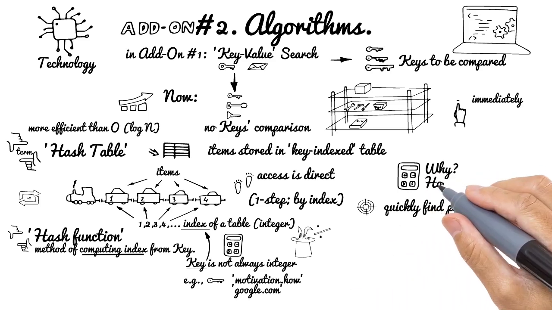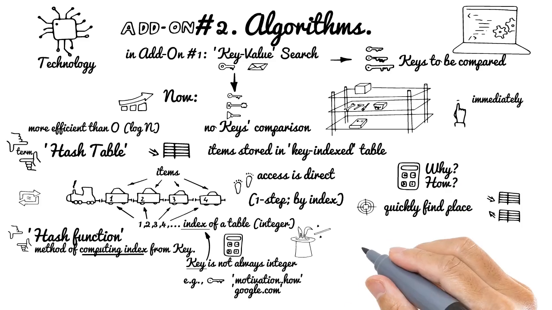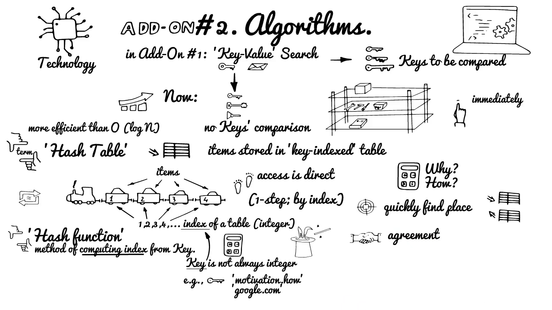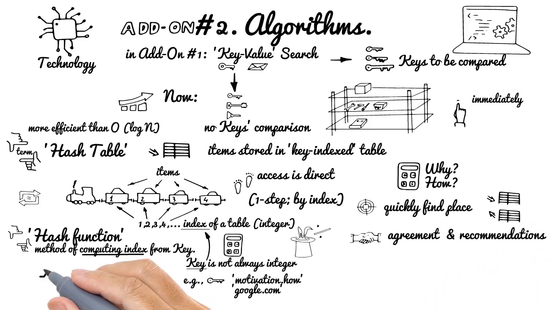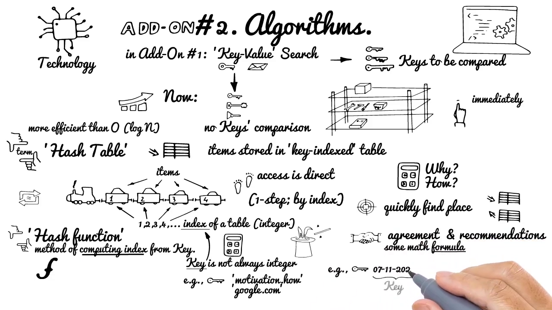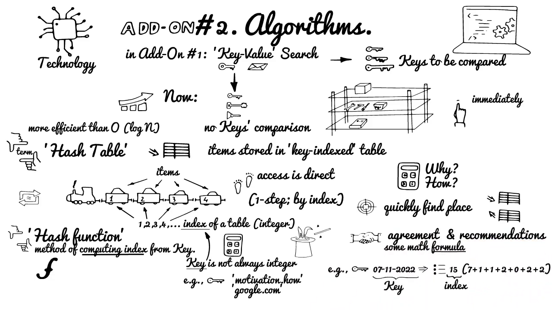How to calculate an integer index from a key? It should be an agreement based on the type of key and certain calculation rules. There are some recommendations, but for now keep in mind it can be any formula. For example, if the key is a date, you can sum up all digits of the day, month and year.